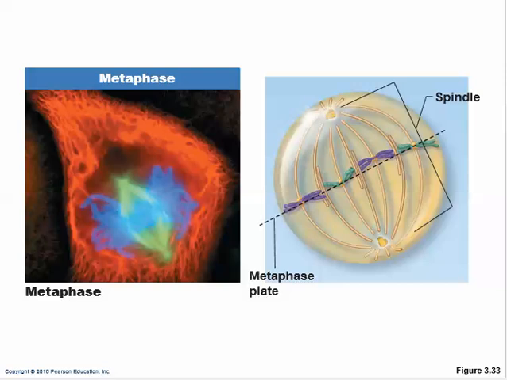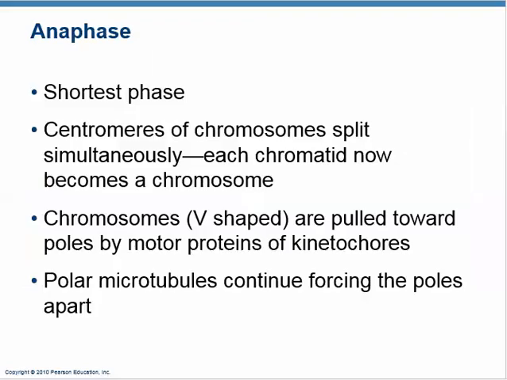All the chromosomes end up lined up across the cell. This is an actual photograph of chromosomes lining up in metaphase. All the little microtubules here in yellow go to the centrioles, and that's what causes the lineup to happen. The next thing that happens is anaphase.